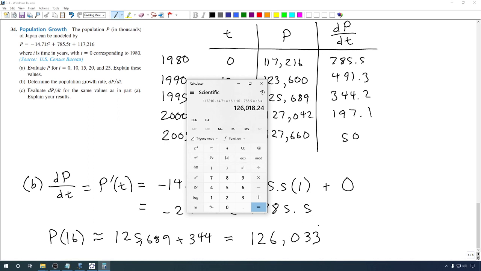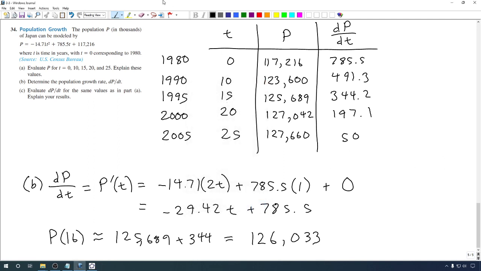So not exactly the right number, but it is pretty close. We had a change of over 300,000 people, but our estimate was actually much closer than that. It was only off on the order of about 15,000 people. So this essentially gives an easy way to approximate the actual amount of change without having to do all the calculations for every single point.